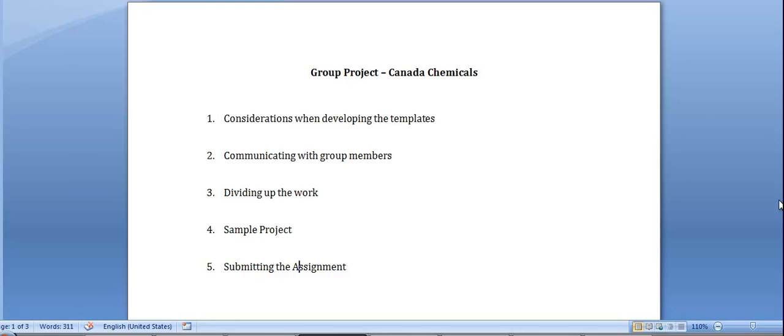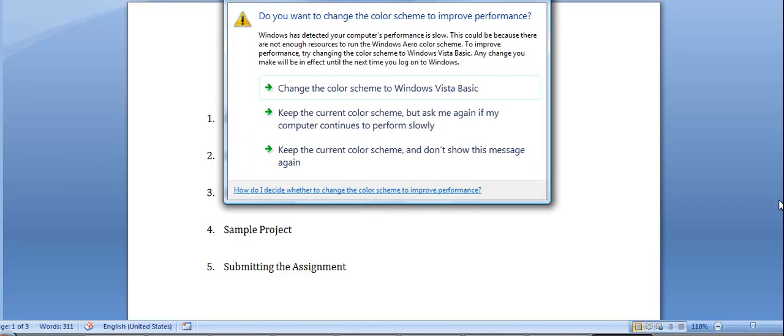There's also been some discussions. Groups are now talking about how to divide up the work. So maybe I'll review that and give you some ideas and thoughts on what you might be able to do there. I also wanted to show you a sample project. When I teach this course, I do this project and the students do it individually in the classroom.